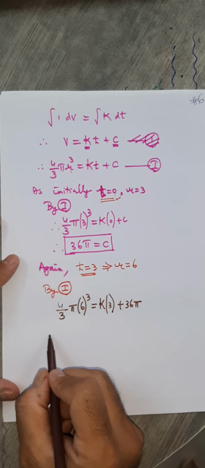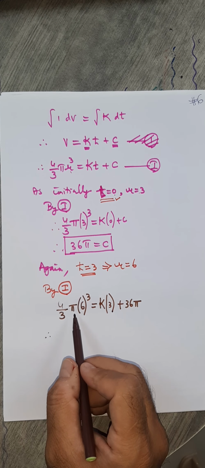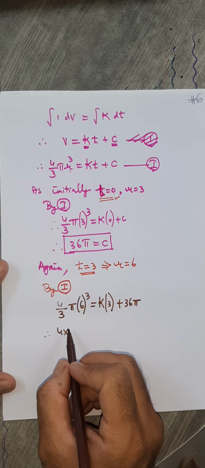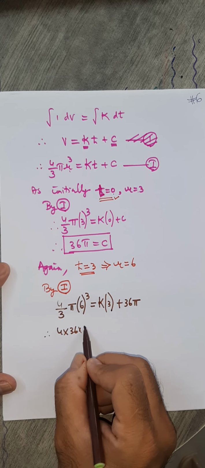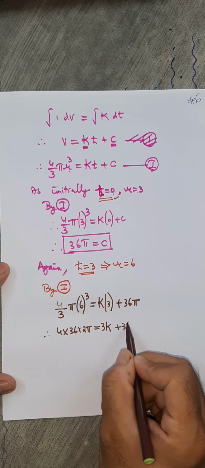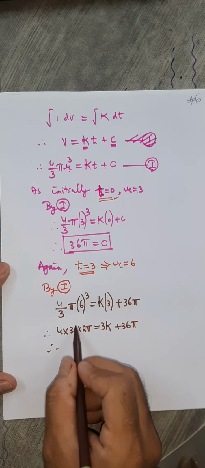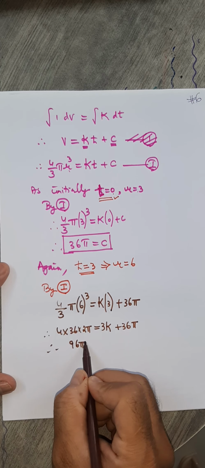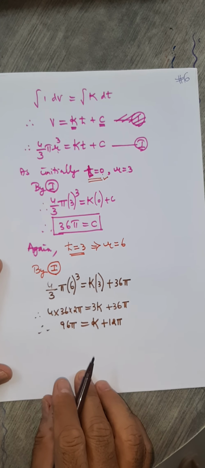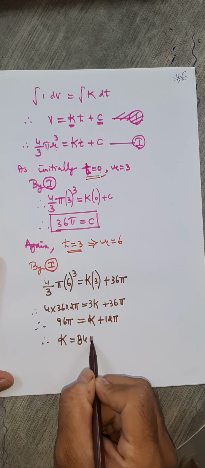So let's simplify this, so we'll get the k. If I simplify this, you will get 4 into 36, and 1 will get cancelled with this, so 2 pi equals 3k plus 36 pi. You can divide by 3 here. So this is 12, so you will get 96 pi equals k plus 12 pi. Therefore k equals 84 pi.